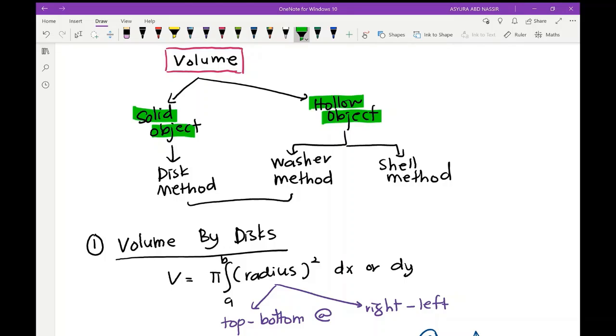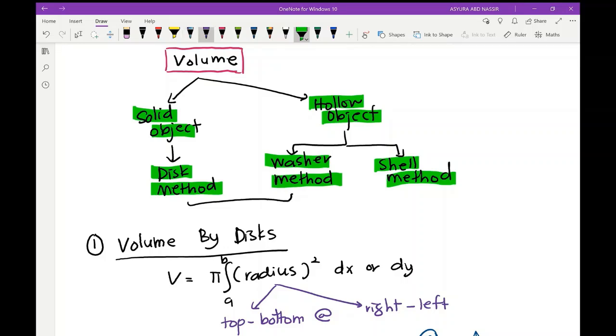Next, we have three methods that we will use in solving for volume. The first one is the disk method. This method is used for the solid object. Then we have the washer method, which is used to find the volume of a hollow object, and also the shell method is used to find the volume of a hollow object. For the disk method and washer method, they are quite similar.